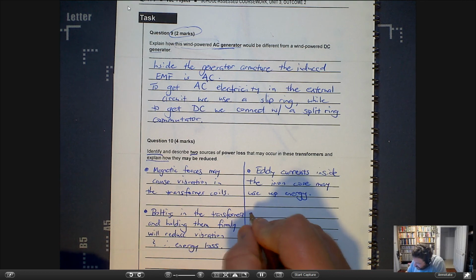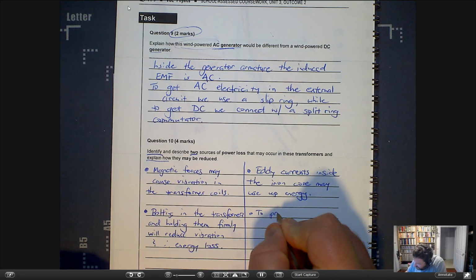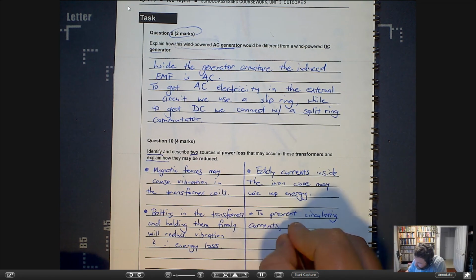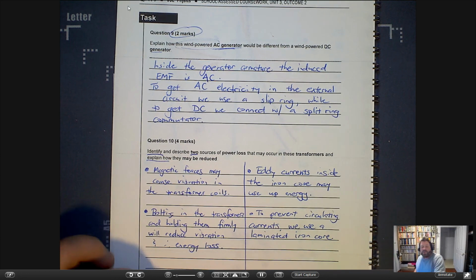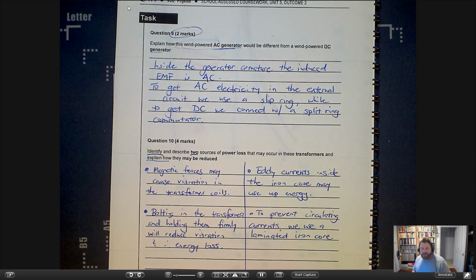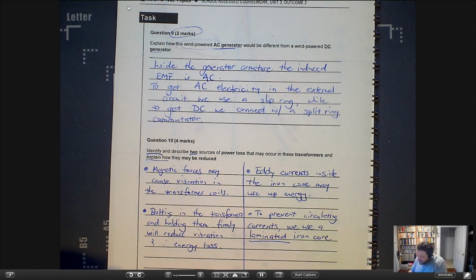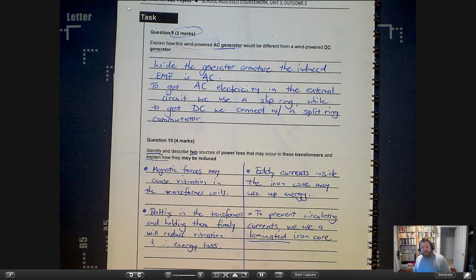So, to prevent circulating currents, we're going to use a laminated iron core, and it doesn't do any harm to underline the word laminated there. Okay, so that process, I'll show it to you next week. It'd be much easier to think about when you can see it. That process stops those eddy currents from circulating round and round. Okay, I think that's it. I've run out of pieces of paper, so I think we might be done with this problem.